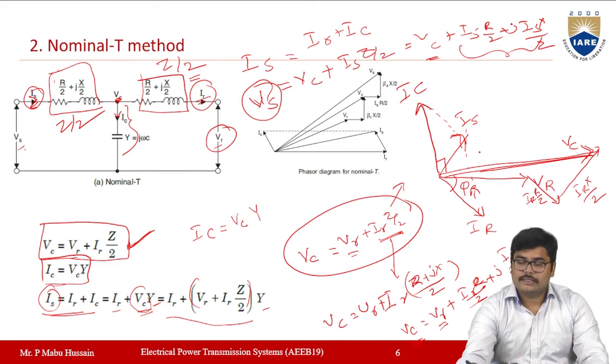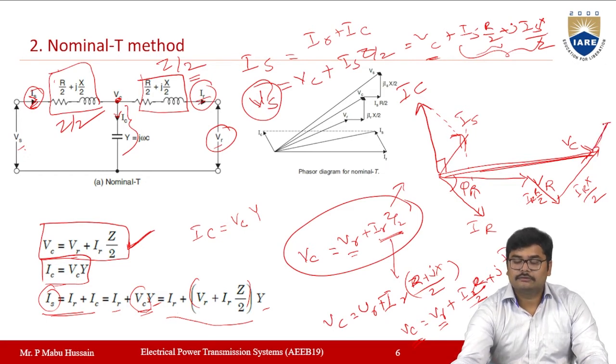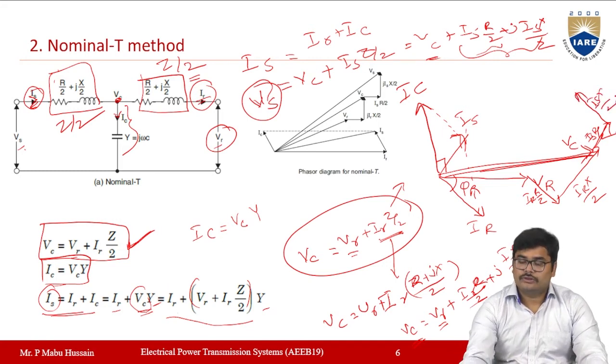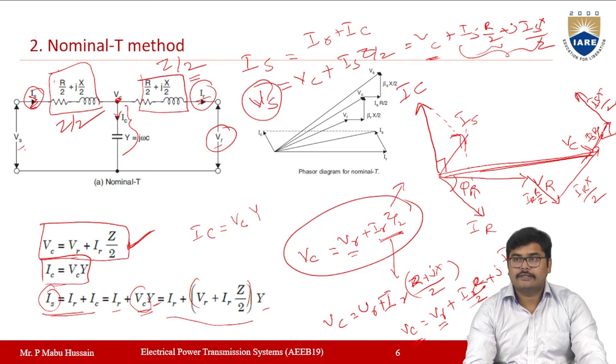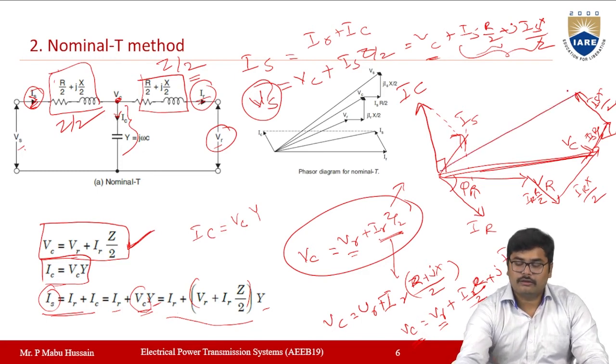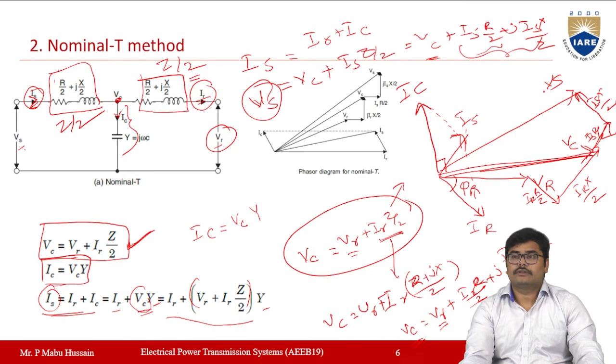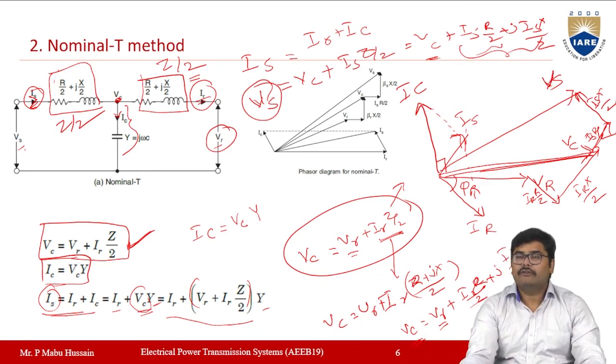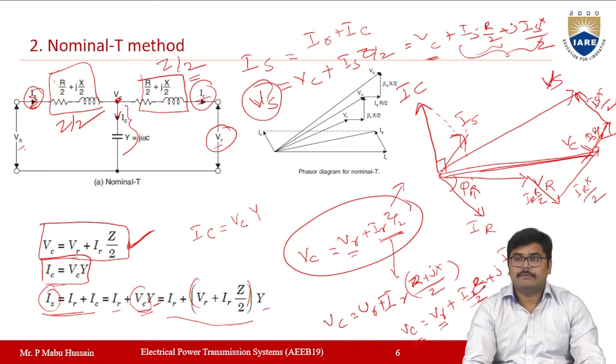So for this you have to add those two, right? Now this Is into R by 2 will be in parallel to your Is vector. Okay, so this is Is into R by 2, right? And then Is into X by 2 will be perpendicular to this. So this is Is into X by 2. So if you add Vc, Is into R by 2, Is into X by 2, you will get the Vs. Okay, so this is Vs. So like this, you can draw the phasor diagram for a medium transmission line in the nominal T method.